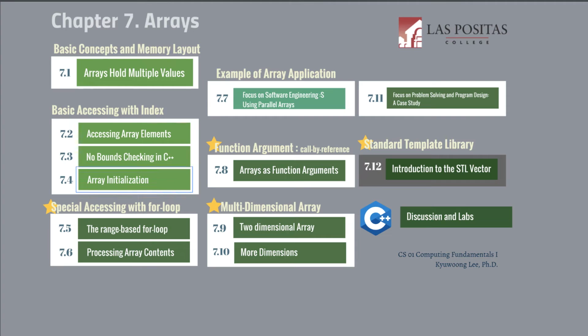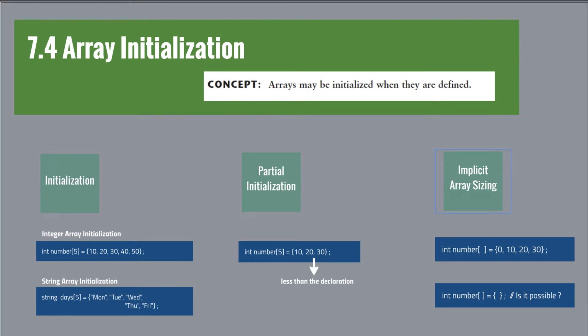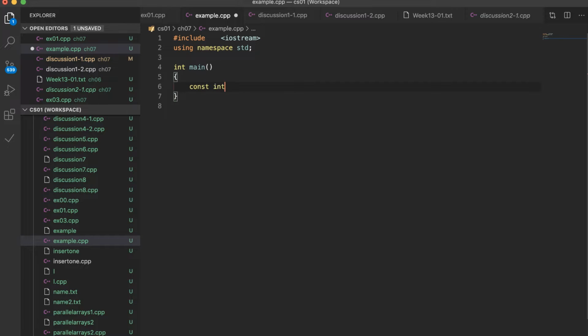In this video, I will talk about a couple of ways of array initialization. First, let's talk about initialization with a code example. Here is the first code initializing an array. When we initialize the array, we use the braces, and all the elements are put into the braces.